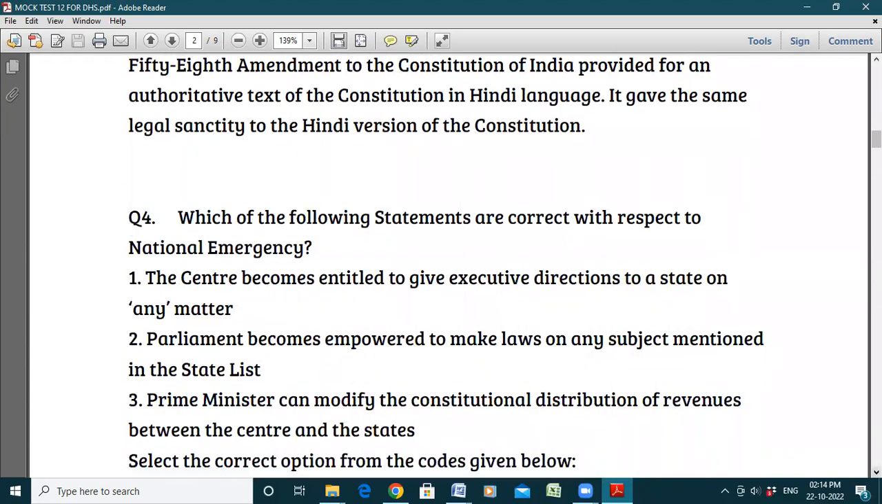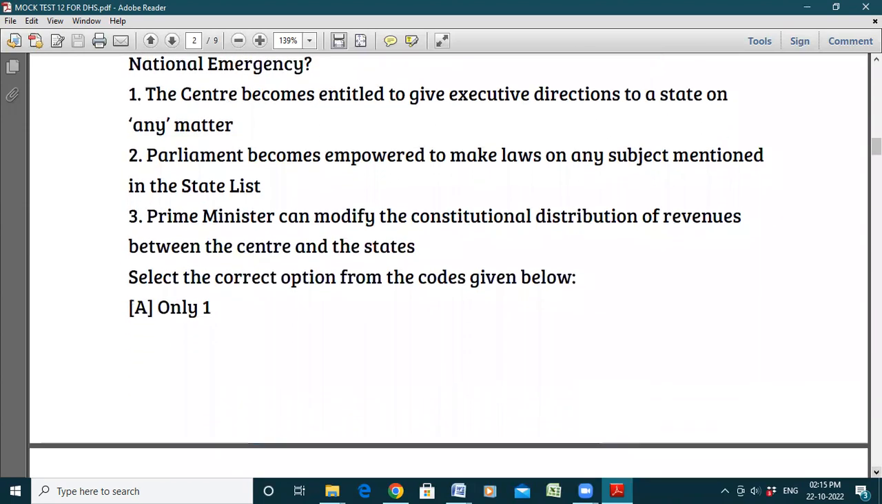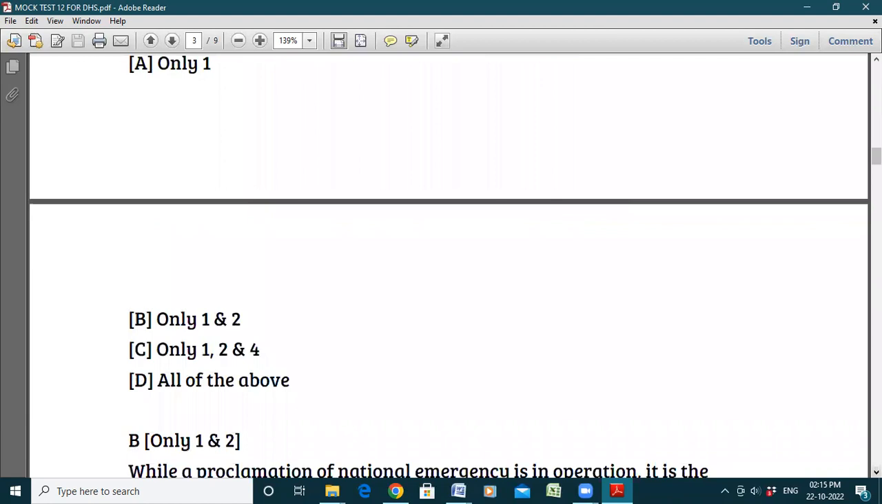And question number 4, which of the following statements are correct with respect to national emergency? One says the center becomes entitled to give executive directions to a state on any matter. Two says Parliament becomes empowered to make laws on any subject mentioned in the state list. Three says Prime Minister can modify the constitutional distribution of revenues between the center and the states. Which of these three is correct? Go through the options and the correct answer is only 1 and 2.